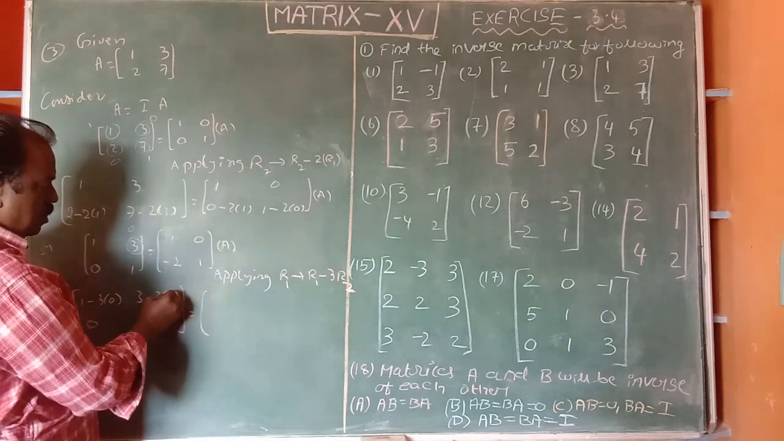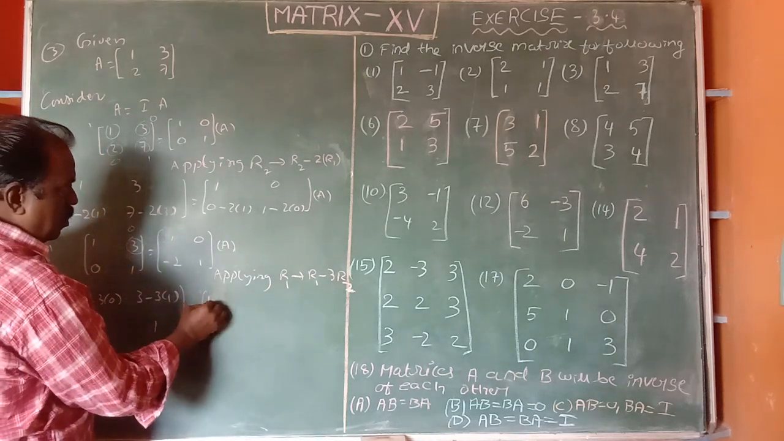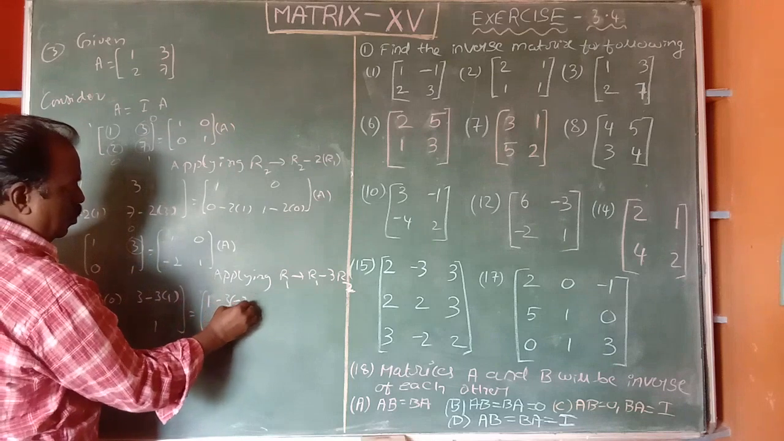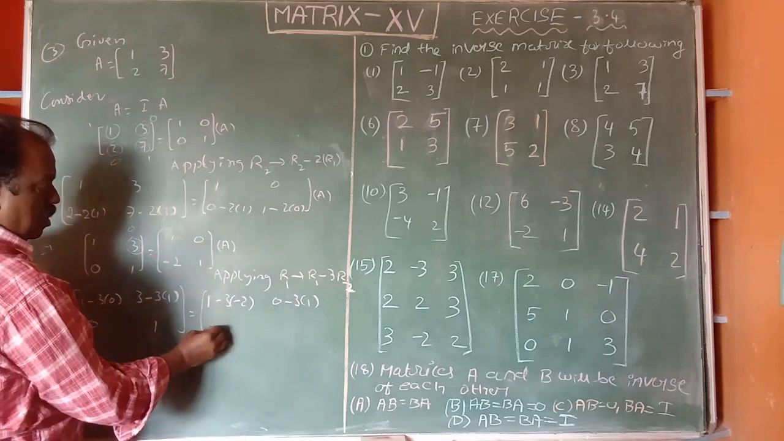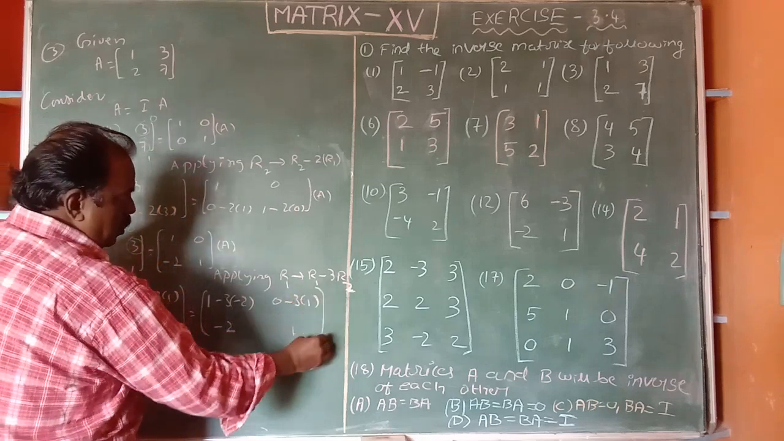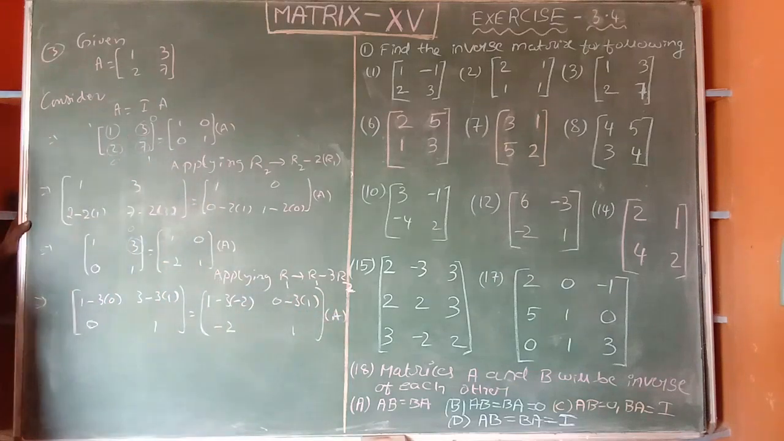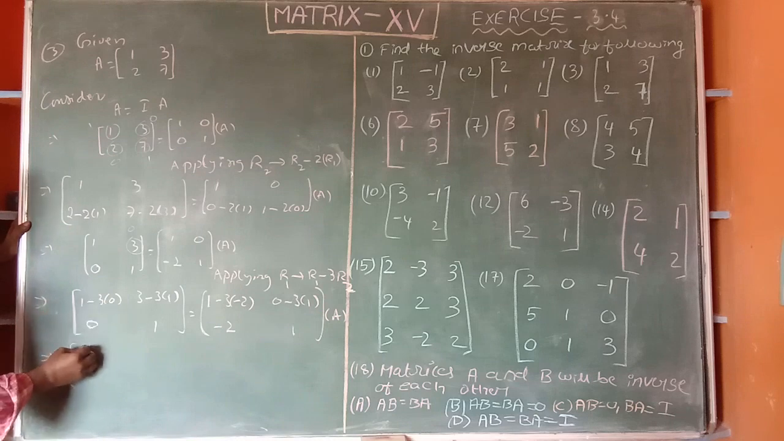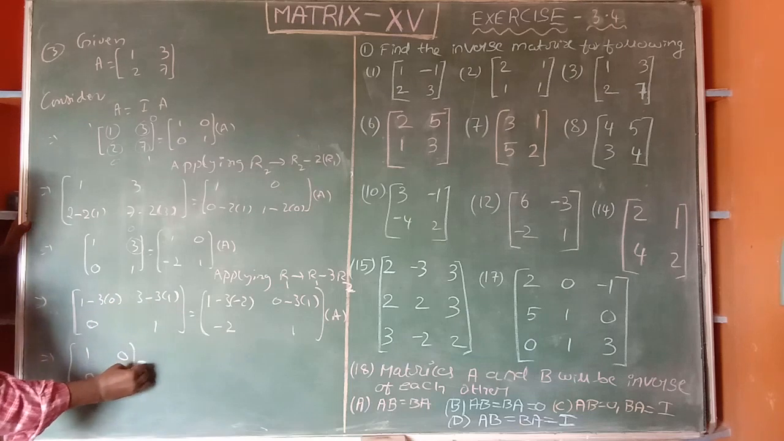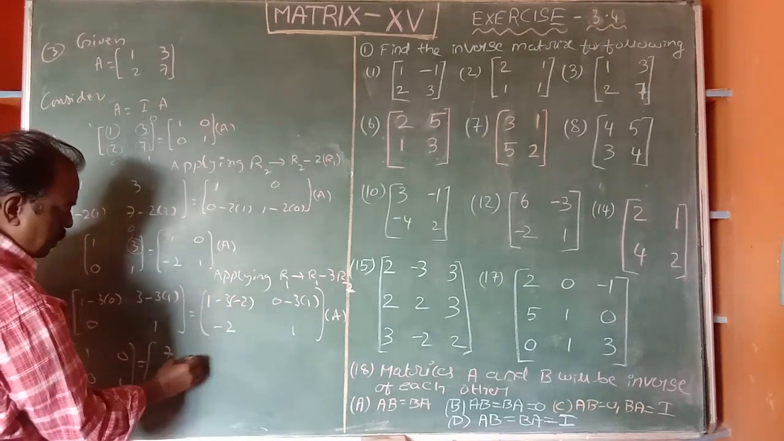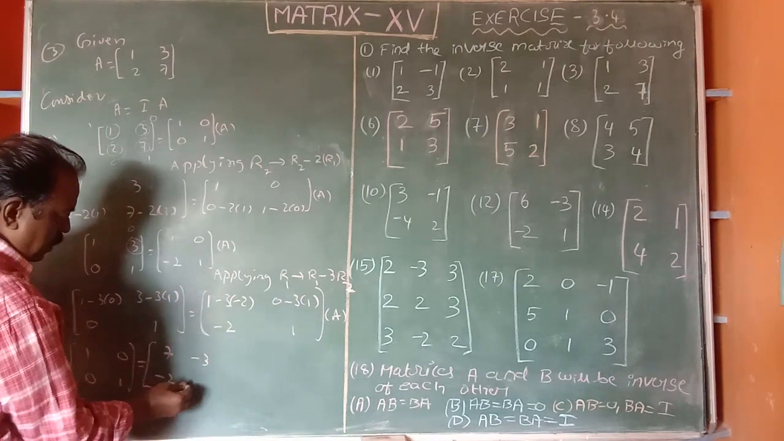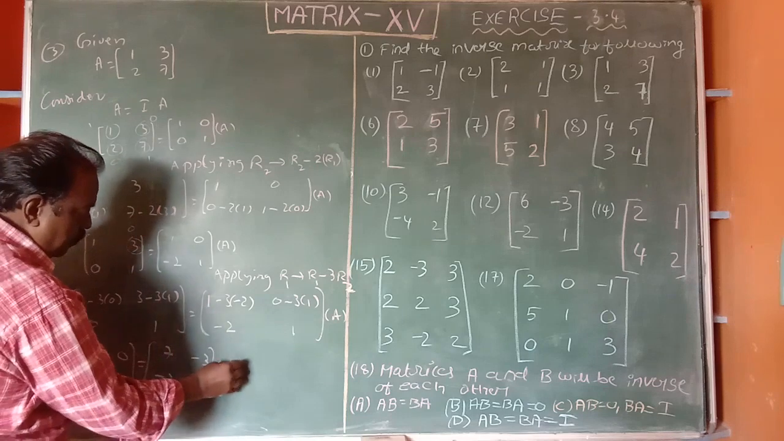Not only here, also here. It is 1 minus 3 into minus 2, 0 minus 3 into 1. And this is minus 2, 1 as it is. Okay, na? Right. It is 1 minus 0 is 1 as it is, 3 minus 3 is 0, and 0, 1. It is 1 plus 6 is 7, and that is minus 3. It is minus 2, and this is 1.